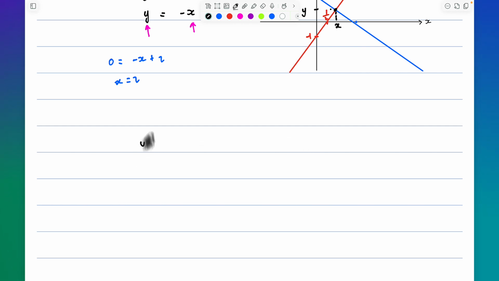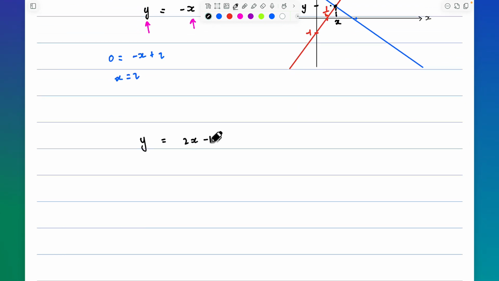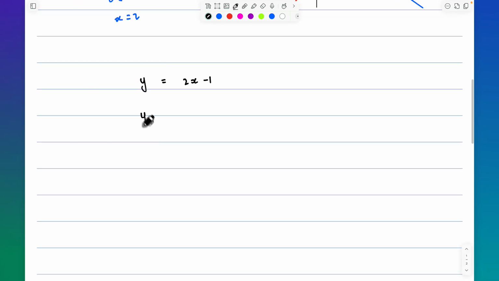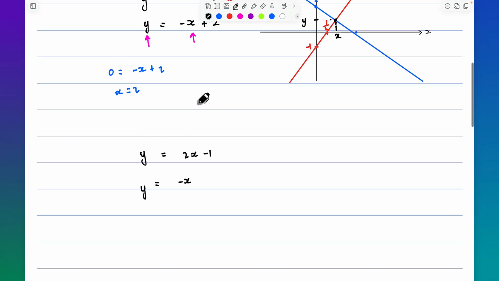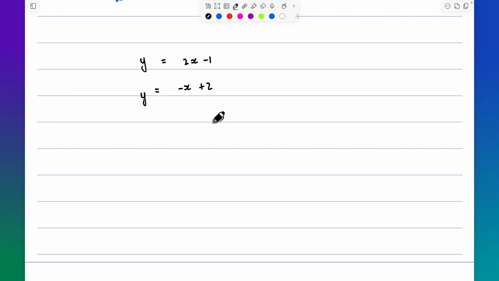I've got these two equations. y is equal to 2x minus 1 and y is equal to negative x plus 2. All you need to do from this point is solve the simultaneous equation. Whichever method you want to use is fine, but because we're also going to be working with the same kind of approach when it comes to circles, right?